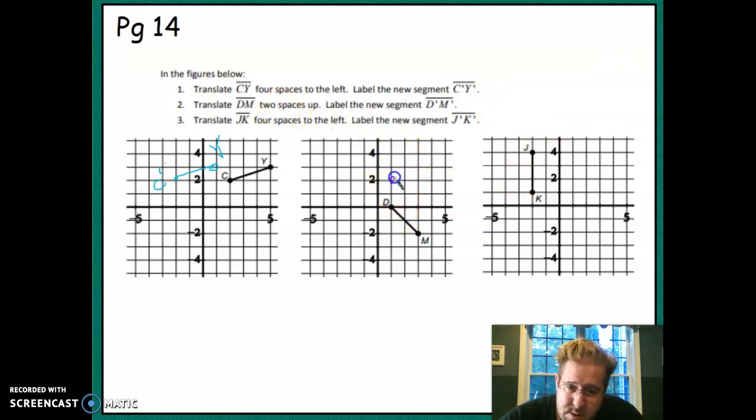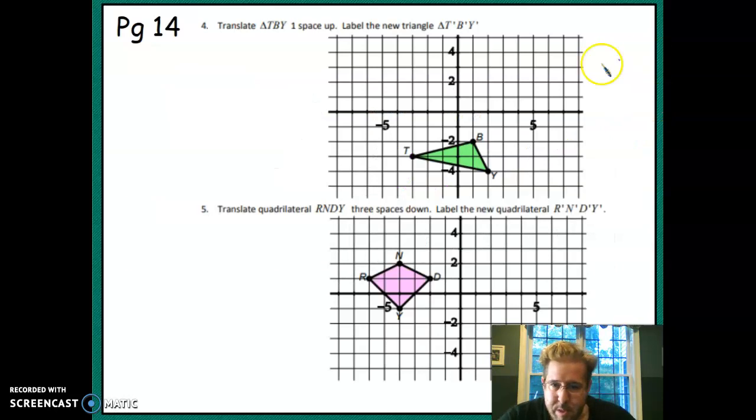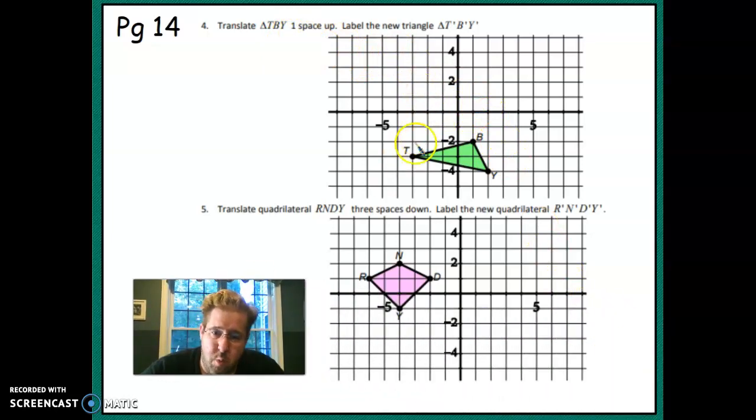For the next one, it says 2 spaces up, so I move both points 2 spaces up. There's D prime, there's M prime, and once again, it's a rigid transformation. So this line and this line are exactly the same. Now, this is the exact same direction, only difference is now we have 3 points, so we have a triangle. In this case, it says 1 space up. So I just simply move each one space up from its previous position and call it prime. When I connect them, yes, the triangle should be the same shape and same size because it's a rigid transformation.